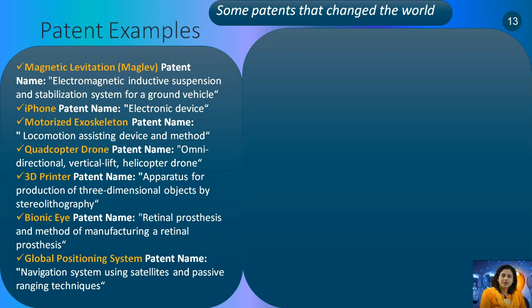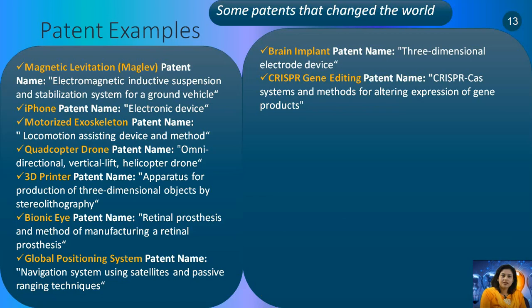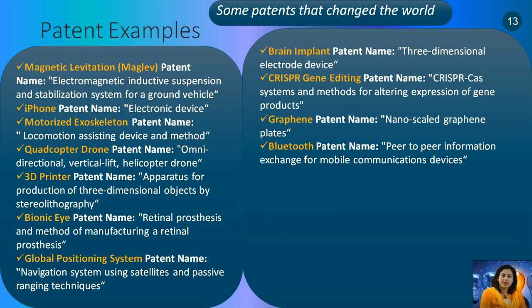GPS, or global positioning system: the patent name is navigation system using satellites and passive ranging techniques. Brain implant: the patent name is three-dimensional electrode device. CRISPR, gene editing: the patent name is CRISPR, Cas systems and methods for altering expression of gene products. Graphene: the patent name is nanoscale graphene plates.